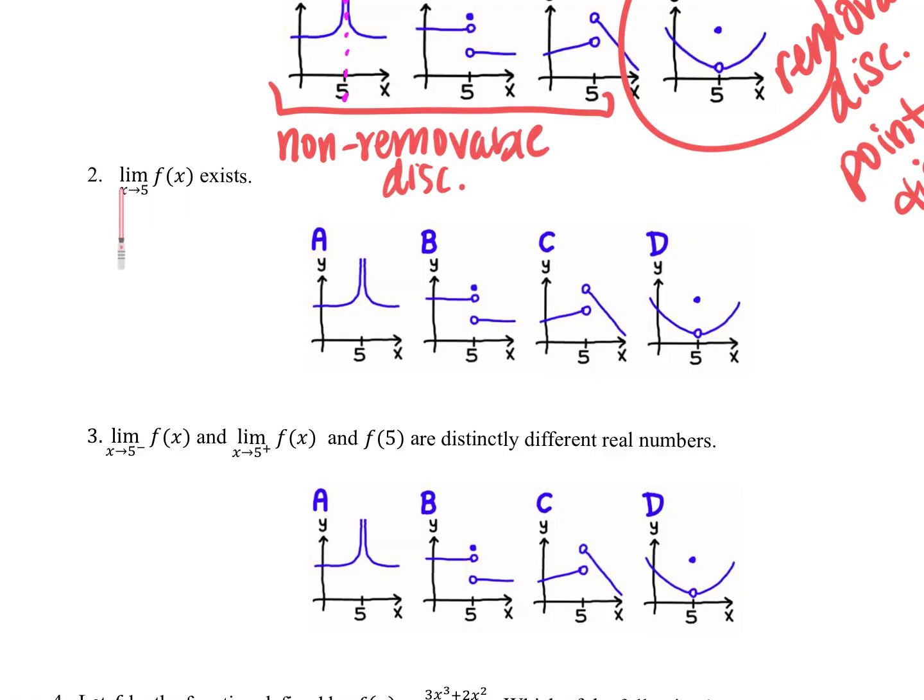This one says, which one does the limit exist on? The only one that our fingers would come together on, he's exactly right, is D. That one still has point discontinuity. All of these are discontinuous, but this limit still exists. Doesn't matter what happens at that point.